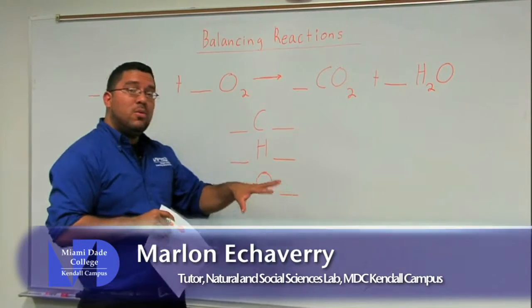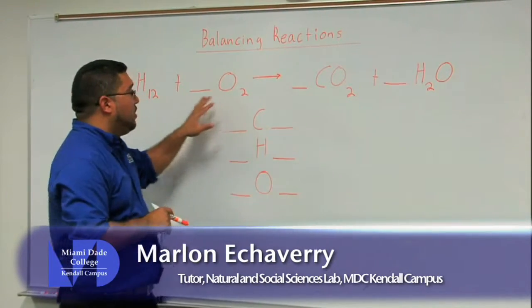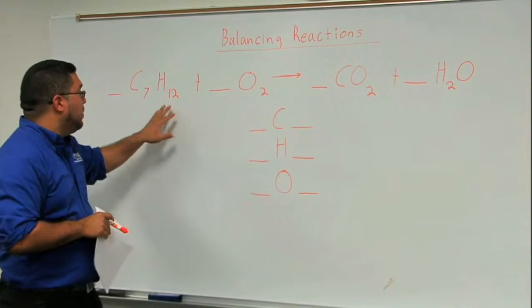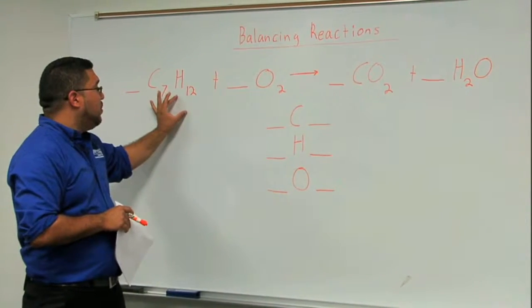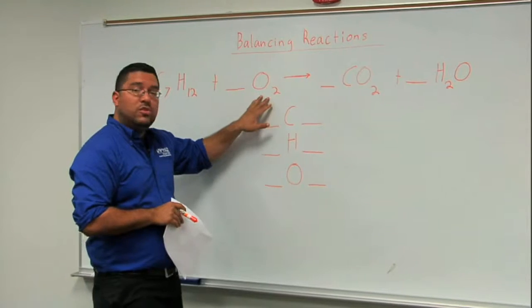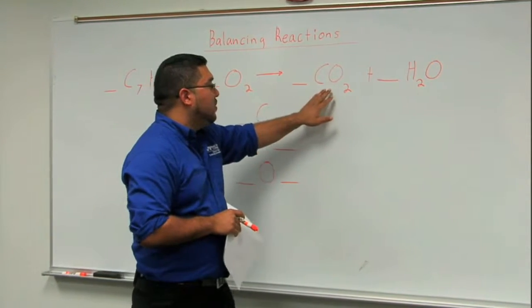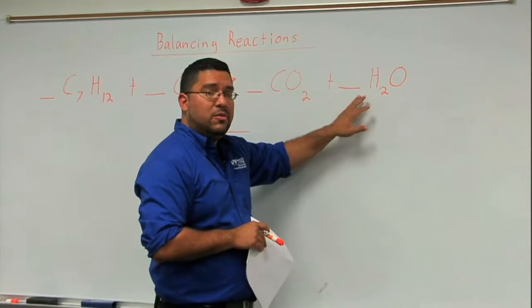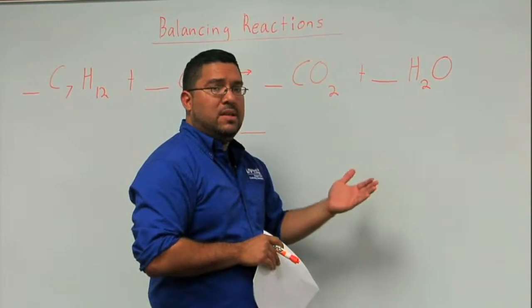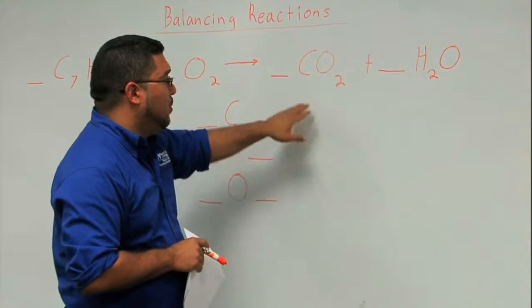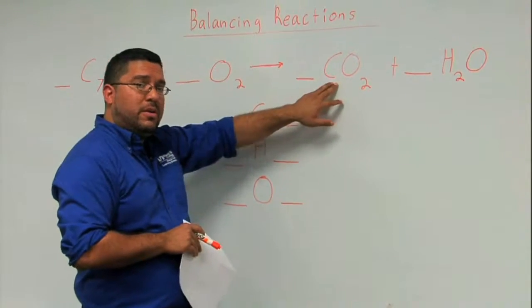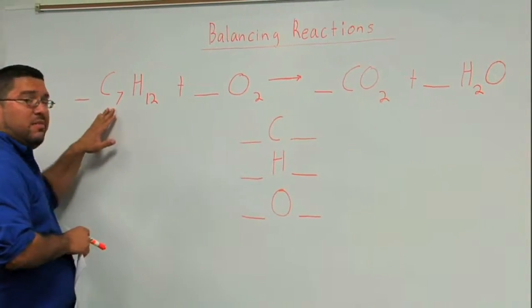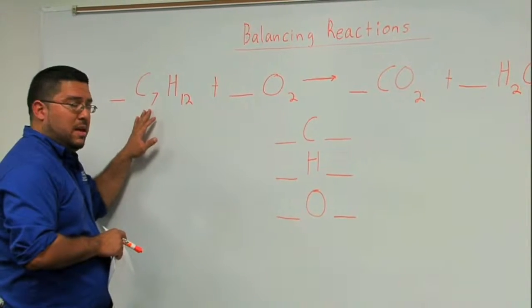Okay guys, so now we're going to try a different example. We have what's known as a combustion reaction. In particular, we have C7H12 reacting with O2 to produce what is known as carbon dioxide and water. So what we have to do now is figure out how to go about balancing this reaction, because it's not balanced at the moment. You actually only have one carbon on the right and you have 7 on the left. So you can clearly see that it's not balanced.